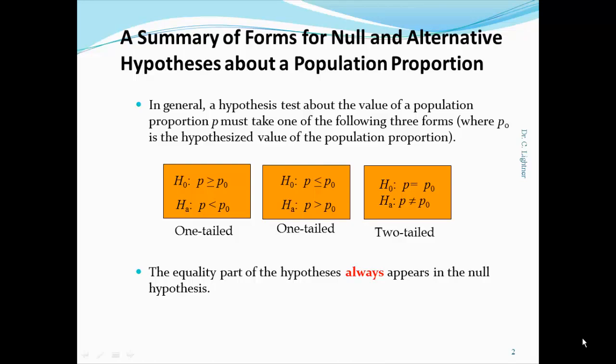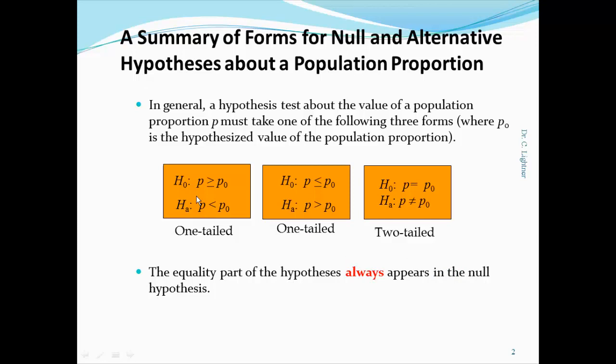In general, a hypothesis test about the value of a population proportion P will take on one of the three forms listed on this slide. We use P0 to denote the hypothesized value of the population proportion.